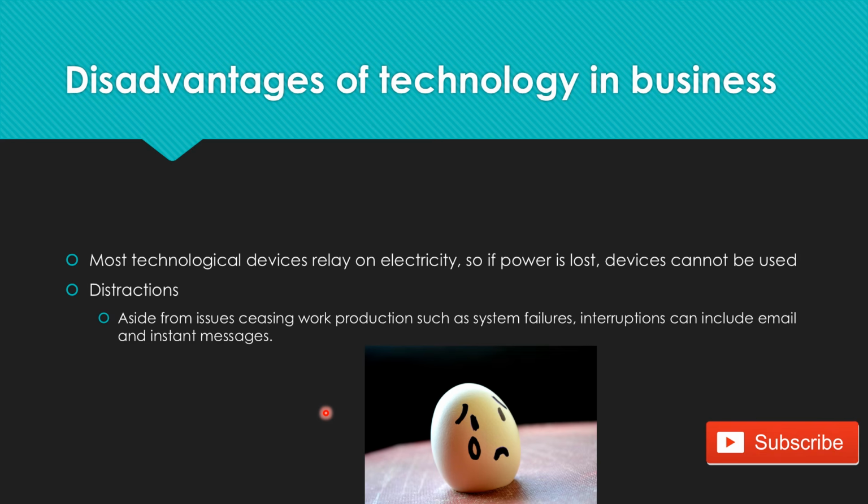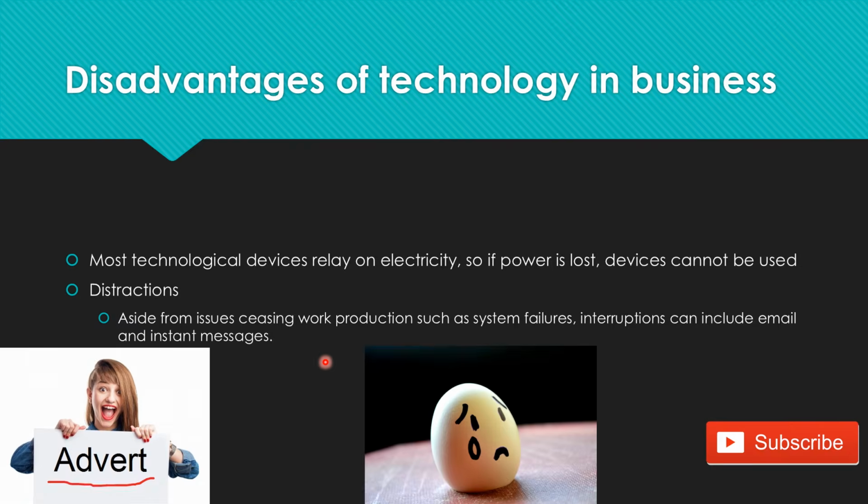present because of technology. So most technology devices rely on electricity. So if power is lost, devices cannot be used. So think about your phone, great technology, but if there's no power, you cannot use it. You cannot go on Facebook, Instagram, Snapchat, or what have you. Distractions. Aside from issues causing work production such as system failure, interruptions can include email and instant messages. So these were some of the disadvantages of technology in business.